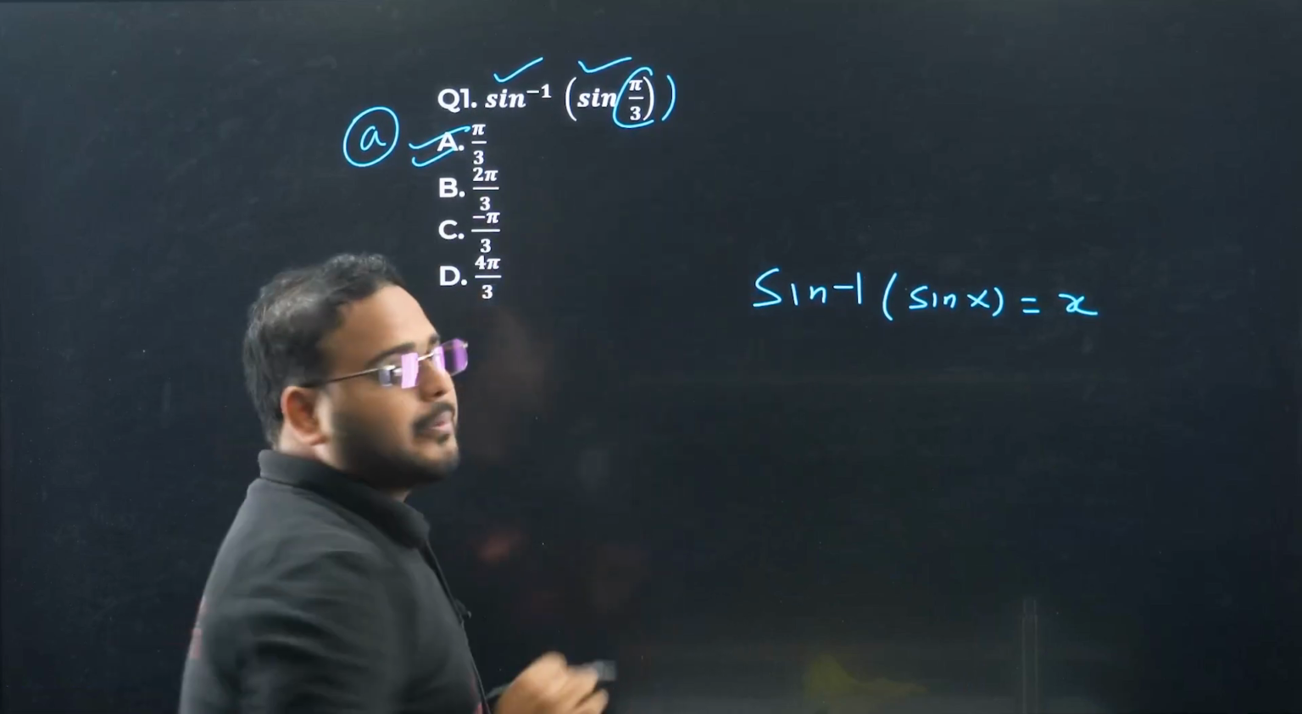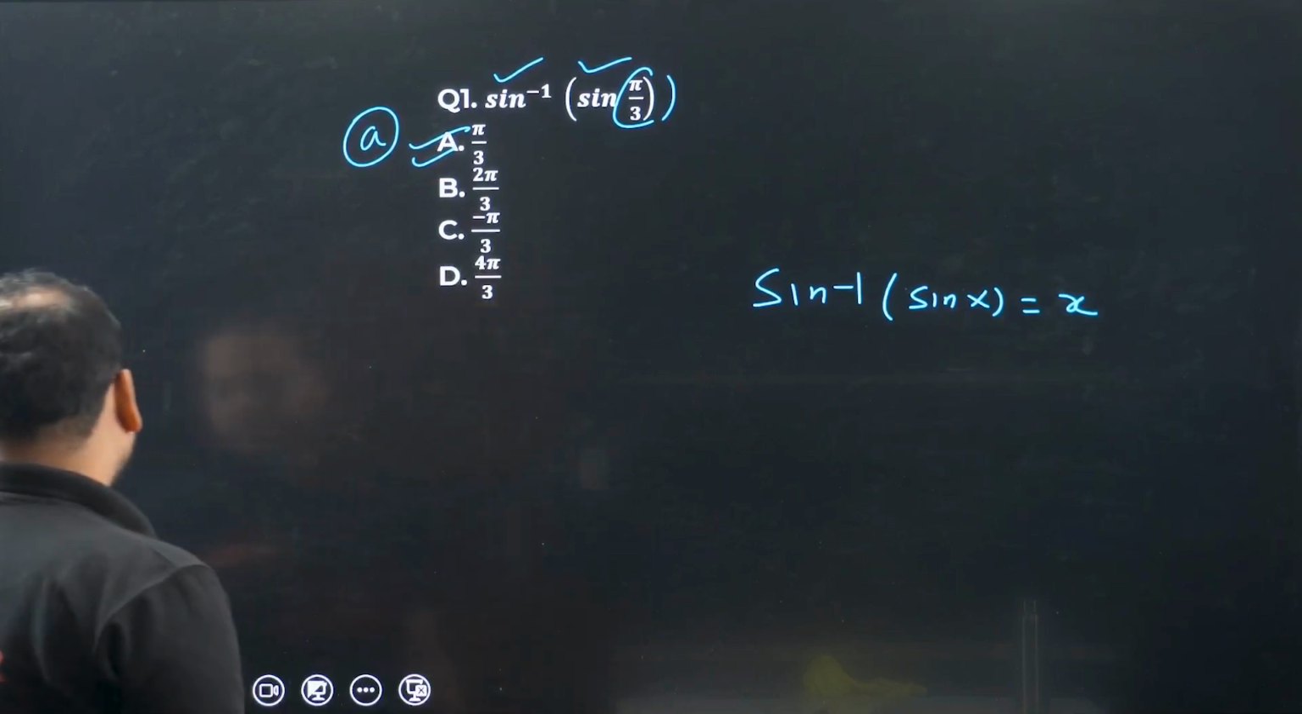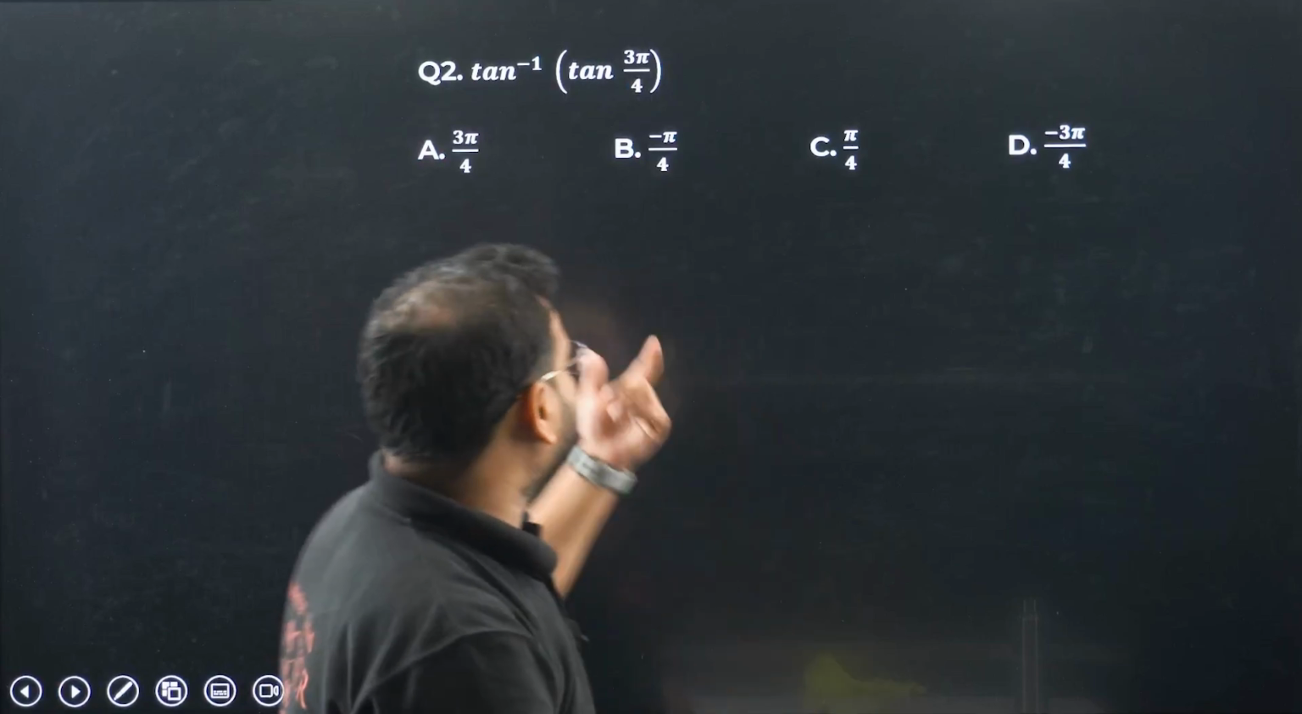Answer is option A. Directly done. Moving on. Okay, done and moving on. Question number 2. First one is easy, right? Yeah, straight on the property.